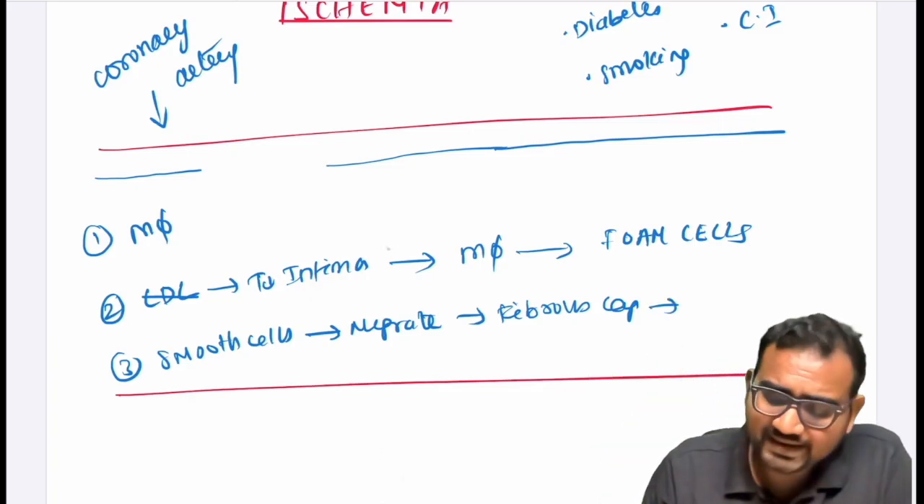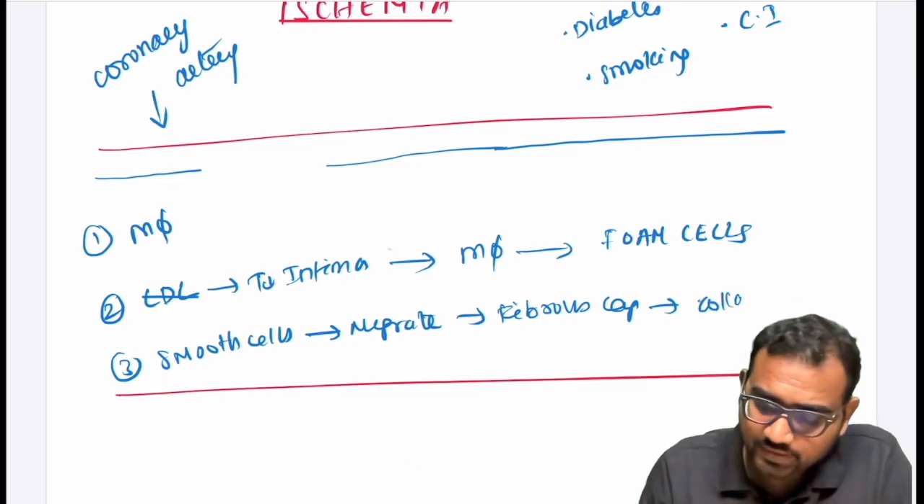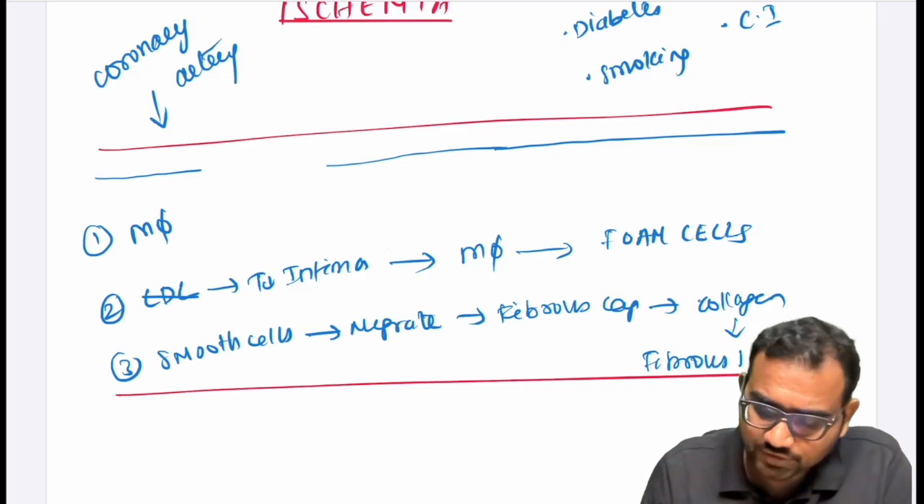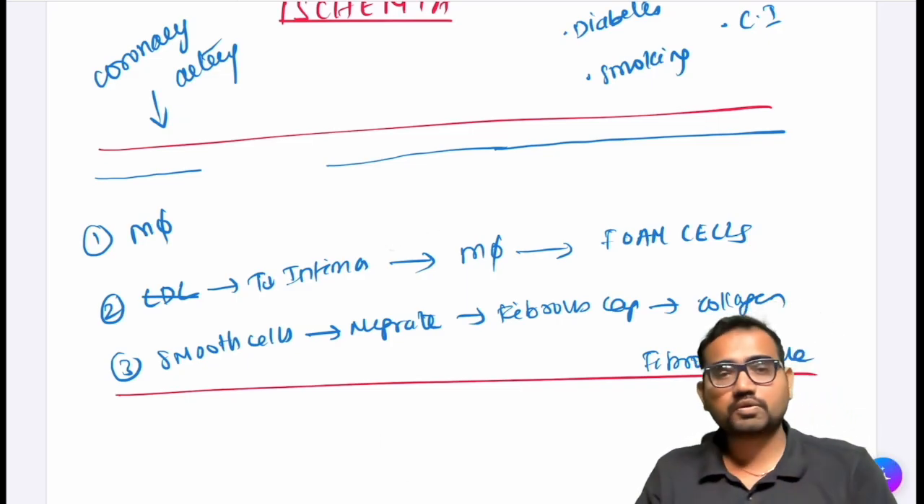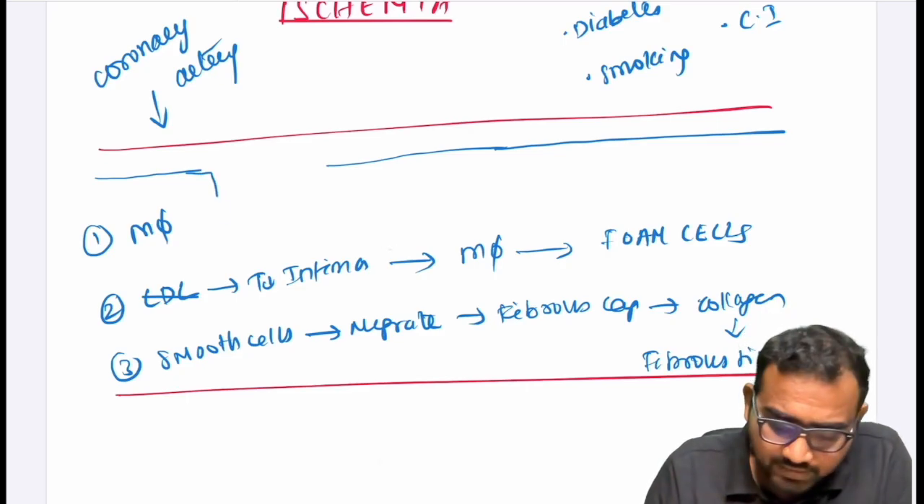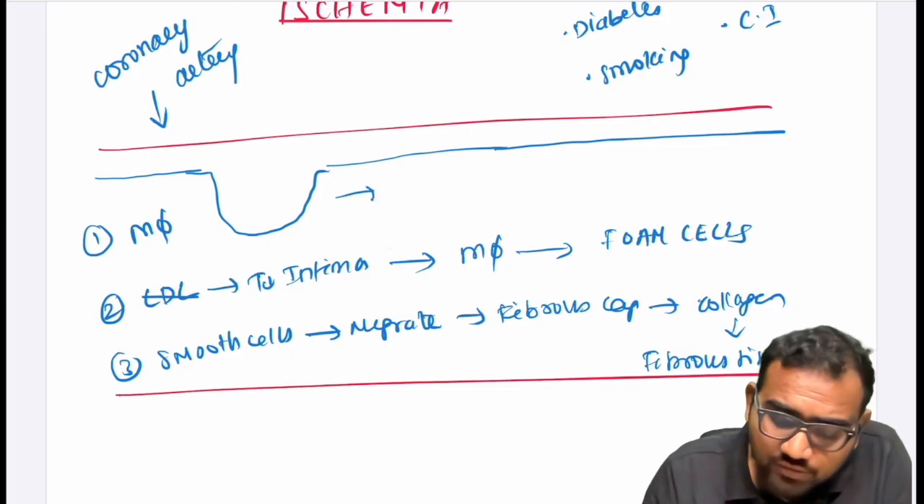It also releases collagen, which results in the formation of fibrous tissue. So imagine this is the endothelial cell, and then there is the formation of what is called the atherosclerotic plaque.